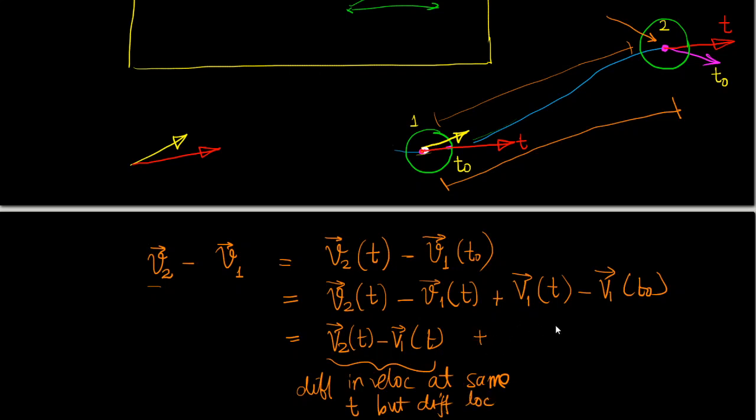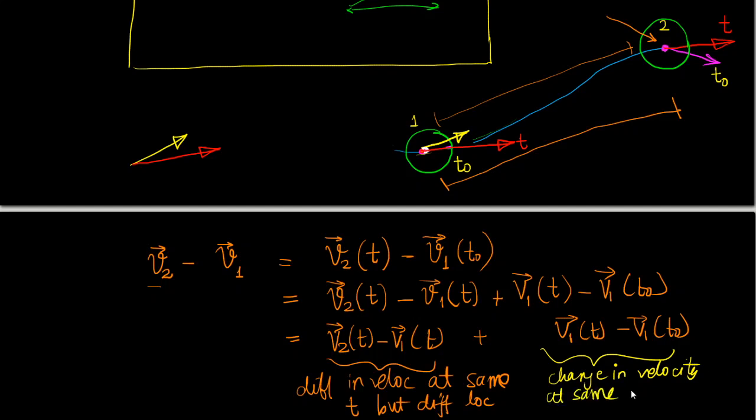Whereas the other combination of terms is this, and this combination is essentially v1 at t minus v1 at t naught. That is the change in velocity over time at the same location. So it is change in velocity at the same location, that is location 1, over time, meaning at the same location the velocity has changed in time.